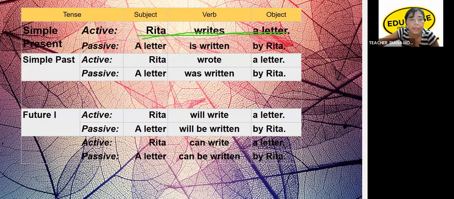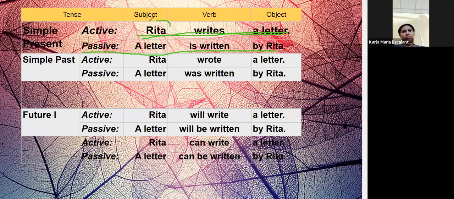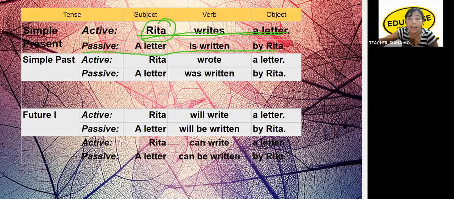But here we have the passive voice. A letter is written by Rita. So now you can see the change. Rita is now at the end as additional information. Now the important thing is the action, the letter that is written.